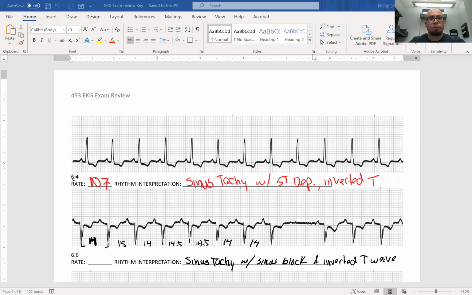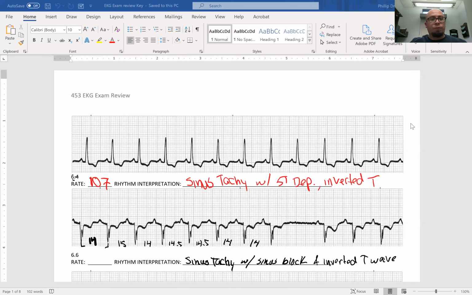How's it going, everybody? Let's take a look at the exam review strips that I posted for your upcoming EKG exam here. I've already gone through this, and we're just going to cover it nice and quick. We have the answers through here, that way you can verify what you've gotten so far in preparation for your exam tomorrow.